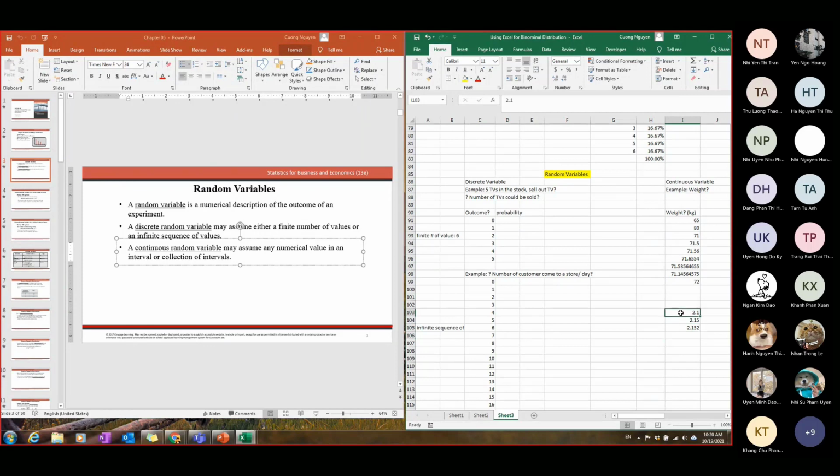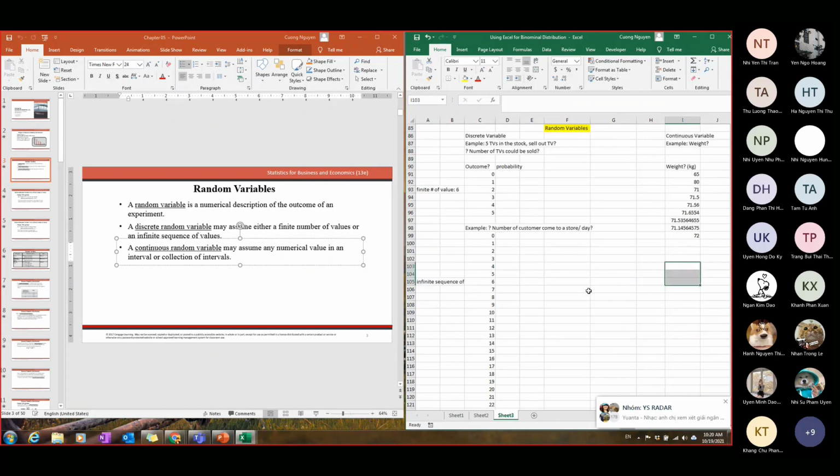Đó, thì những cái này gọi là những cái infinite any value number, and that's the difference between the discrete random variable and the continuous random variable. Can you get it? Okay, that's fine. Okay.